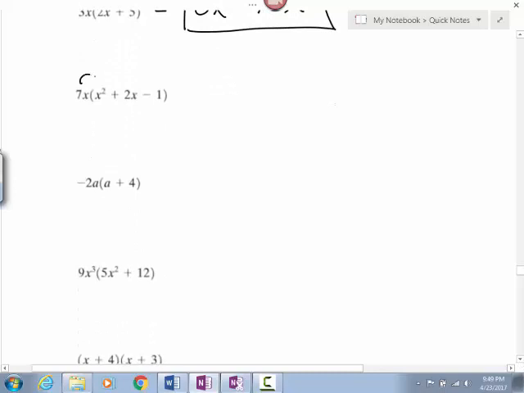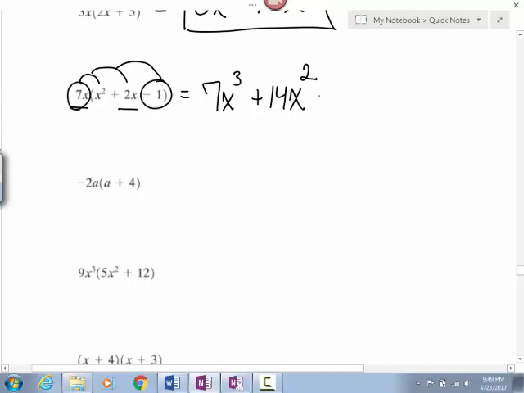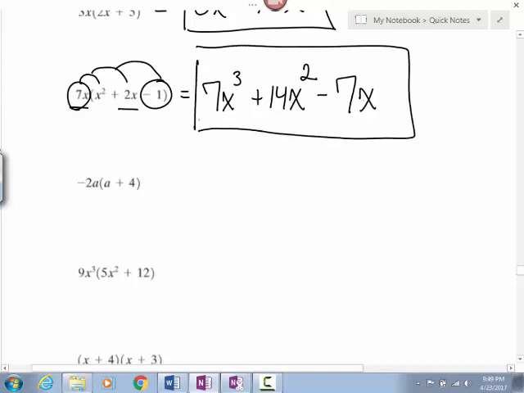So again, I'm going to distribute once, twice, 3 times. So 7x times x squared is a 7x to the third. 7x times 2x is a plus 14x squared. And finally, 7x times a negative 1 is simply just a negative 7x. Again, none of these are like terms because they all have different exponents. And so there's our final answer.